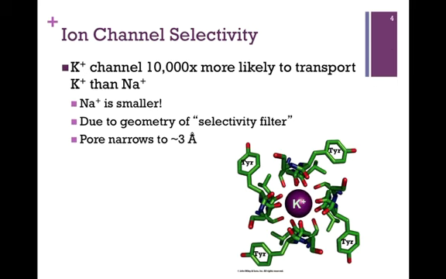Well, we say the ion channel is selective. How selective is it? The potassium channel is 10,000 times more likely to transport potassium than its cousin sodium. If we look at the periodic table, we find that potassium and sodium are in the same column. Sodium is just smaller. So the selective nature of this channel has to do with the geometry of what we call the selectivity filter. The pore narrows to about 3 angstroms, and that fits perfectly our potassium ion, highlighted here by the purple sphere.